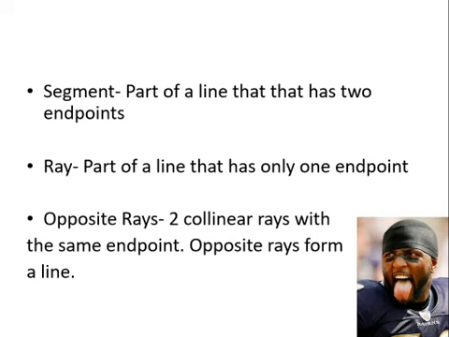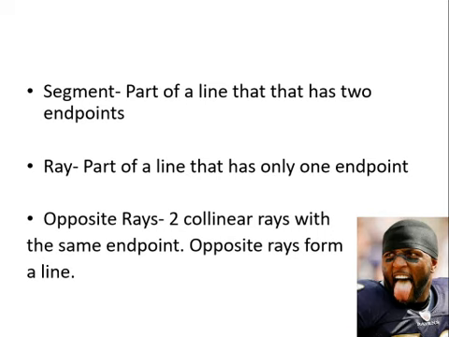A ray is part of a line, but there's only one endpoint, so it stops somewhere on the line, but then continues off in one direction. It keeps going and going. Opposite rays are two rays in opposite directions that can create a single line. If you put an endpoint on a line somewhere, you end up creating opposite rays. One's going off to the left, the other one's going off to the right. Those are your opposite rays. When put together, they create a single line.